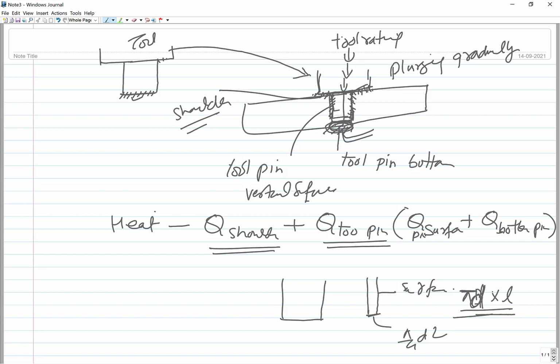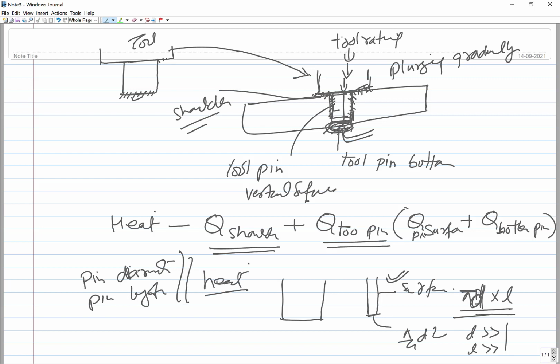So the heat being generated by the vertical surface of the pin or the bottom surface of the pin are both functions of the pin diameter and its length. So the tool pin diameter and the pin length both contribute towards heat generation. Larger the diameter and greater the length, both will increase the heat generation.